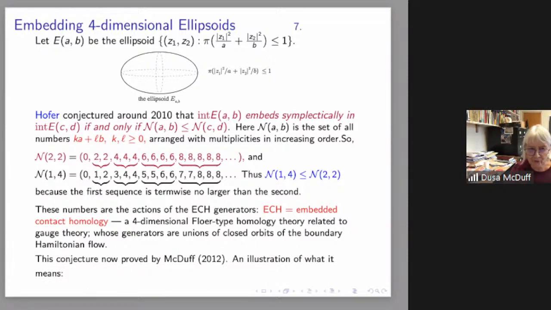So I proved this conjecture, and I'll explain a little bit about how this works. Actually, Hutchings developed the theory of embedded contact homology, and what he showed is that if an embedding exists, then N(A,B) has to be less than N(C,D). So he proved that if you have an embedding, then you have the inequality. But the other way around, well, it needs some geometry. You can't just do it by looking at dynamical flow. So that's the other side of it.